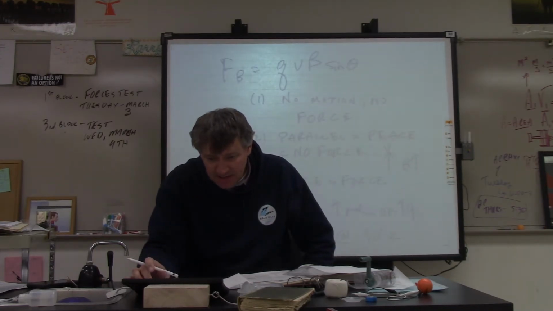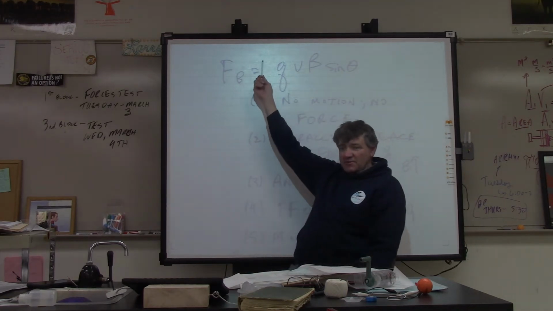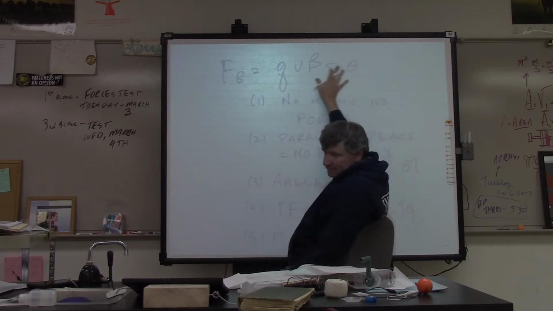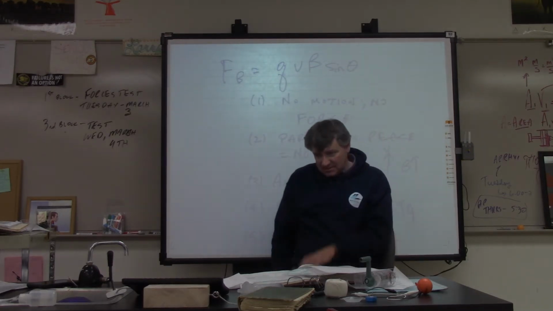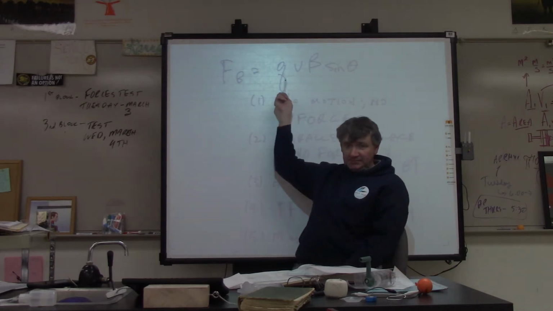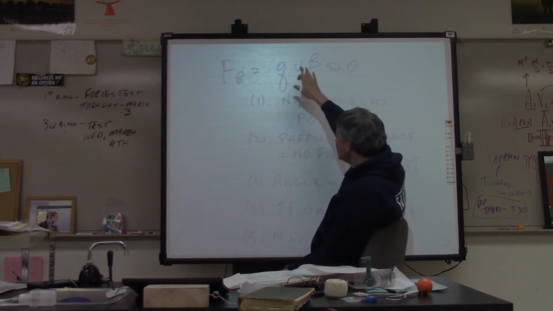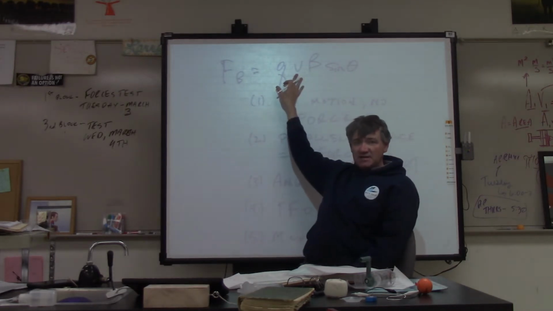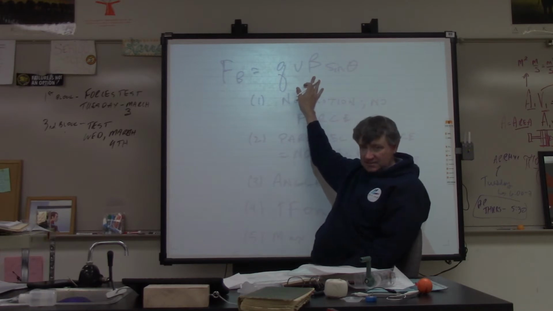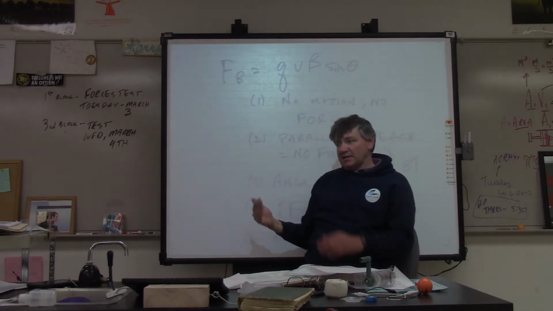So I've got this handy-dandy little equation. This is the force created by a magnetic field, and it equals QVB sine theta. Let's talk about this. Q is your charge. This isn't your heat calculation, this is your charge. V is your velocity, how fast it's going. B is the strength of the magnetic field in Teslas. And theta is the angle between the velocity vector and the magnetic field.